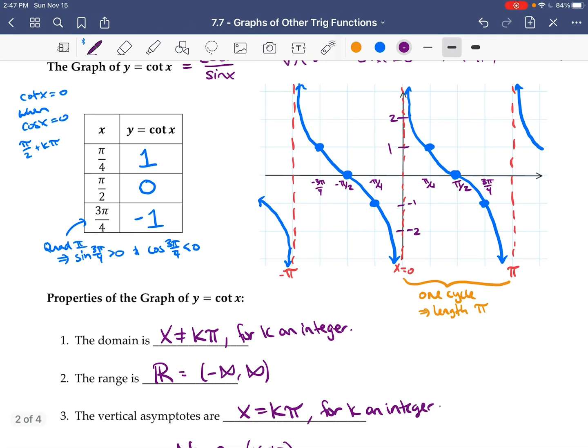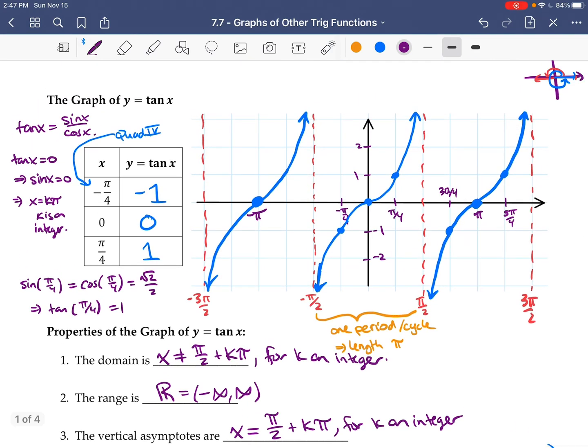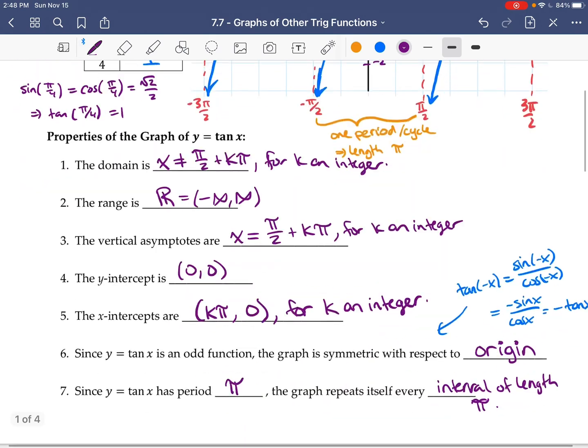Okay, so that's the graph of cotan. You can see that it looks very similar to the graph of tan. So the asymptotes and the x-intercepts swap places for tan and cotan because the numerator and the denominator swap places. And then it sort of goes the other direction.